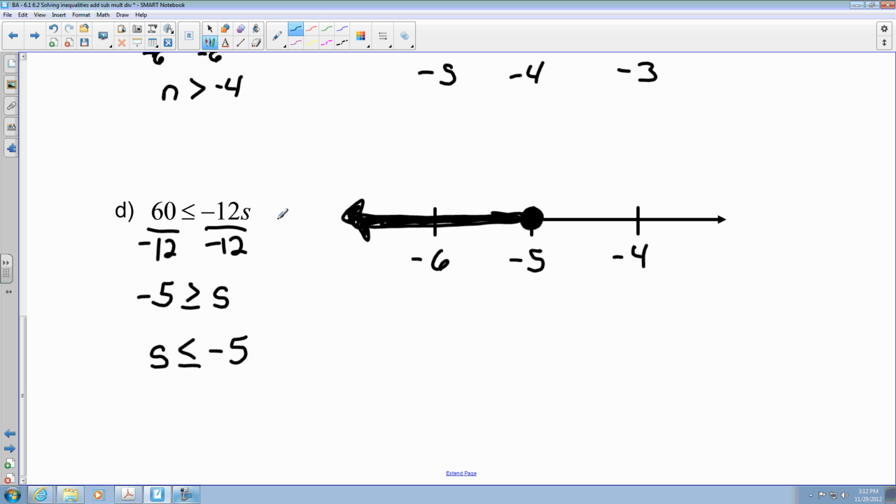shade this object. And that is section 1 and section 2 of chapter 6, solving inequalities by using addition and subtraction and multiplication and division.